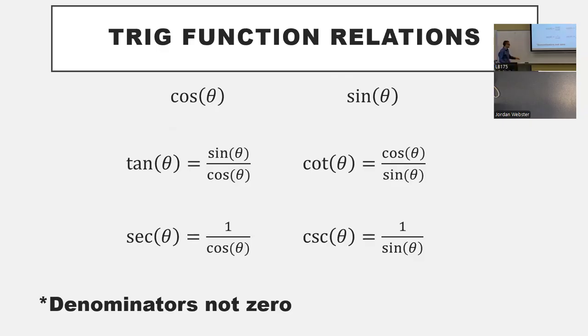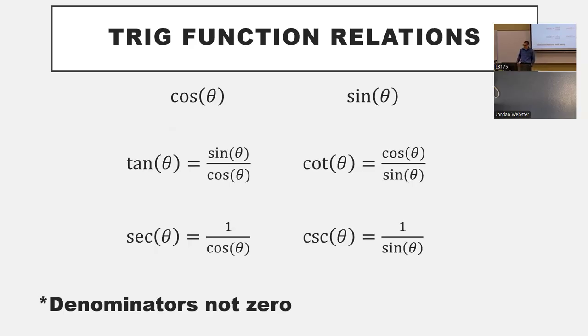So let's look at some base relationships. We've already seen some of these. These are our reciprocal relationships. We start out with knowing what cosine and sine are. Tangent is sine over cosine. That's the quotient identity, by the way. Cotangent is cosine over sine. Secant is 1 over cosine. Cosecant is 1 over sine.